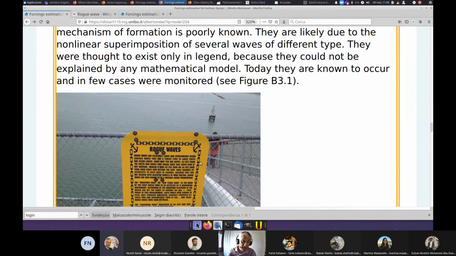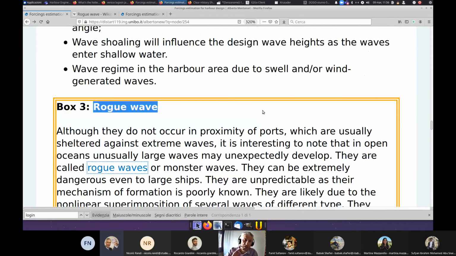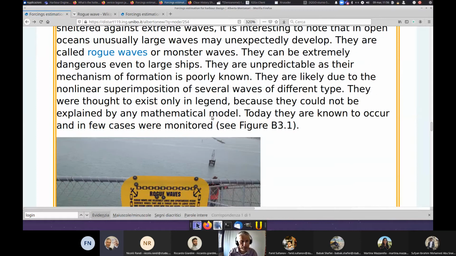And also keep in mind that these rogue waves usually happen in the ocean. It's unlikely that they happen in a small sea like the Adriatic Sea or the Mediterranean Sea. But I think that this yellow box, which is not something that I may ask at the exam, is useful information for you.